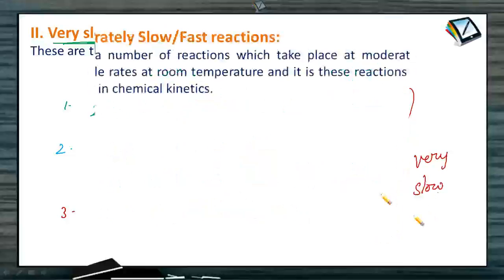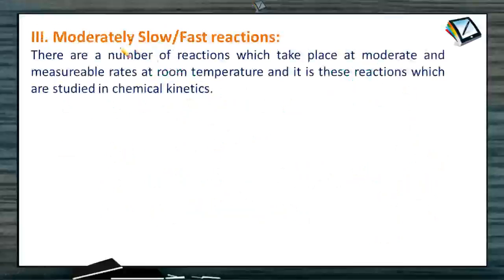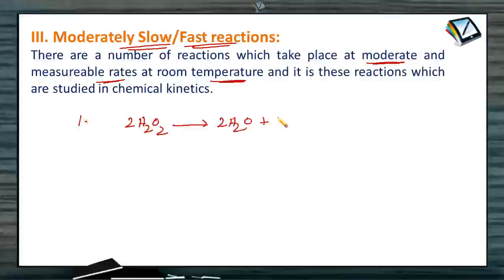The third one, moderately slow reactions or moderately fast reactions, means these are the reactions which take place at measurable speed, means whose rate can be calculated under the normal conditions. These reactions take place at moderate speed and measurable rate at the room temperature. And one such example is the decomposition of hydrogen peroxide in order to give water and oxygen. Another example, the decomposition of nitrogen pentoxide in order to give nitrogen tetroxide and oxygen.